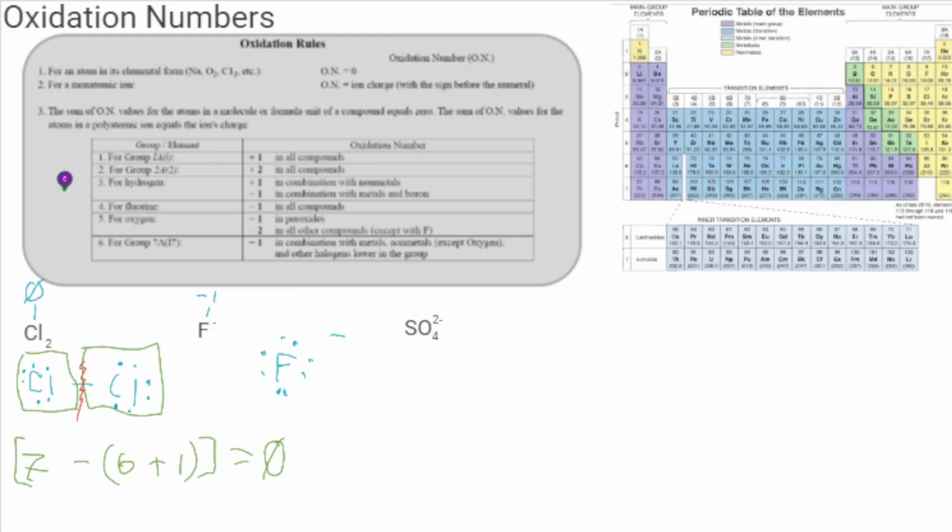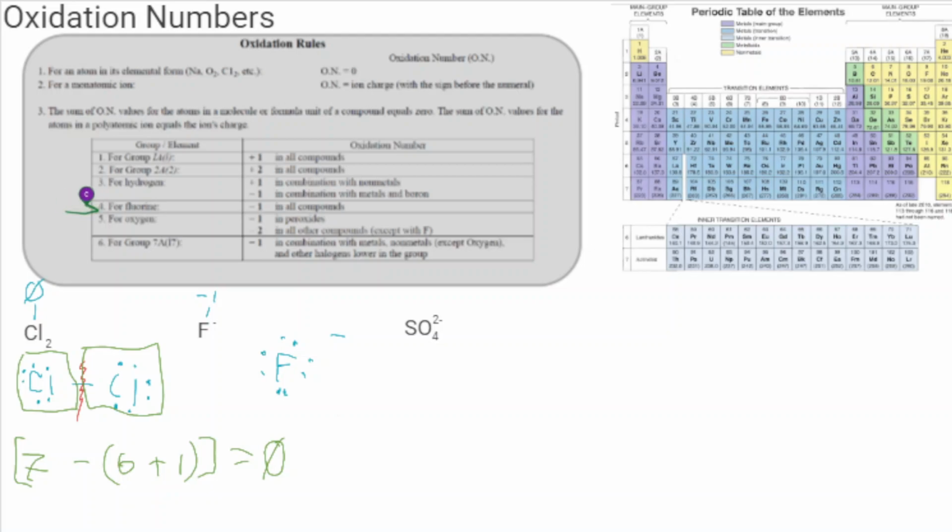Alright, for hydrogens, shown right here, if it's combining with a nonmetal, so pretty much any of these guys, it's going to have a +1 oxidation number. If hydrogen is combining with any of the metals, then it's going to have a -1 oxidation state, and that's because of its electronegativity. As I mentioned previously, hydrogen has a very similar electronegativity to carbon, so it's going to behave in very similar fashion. But we don't have any hydrogens here, so we're going to move on to the next one.